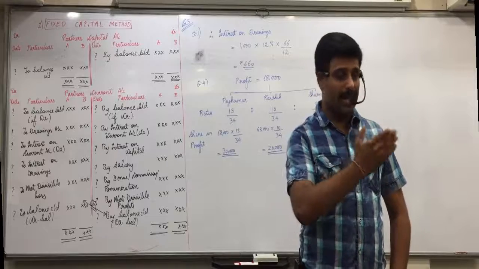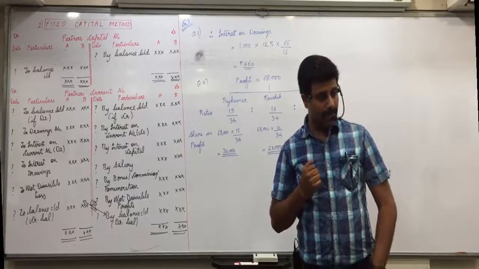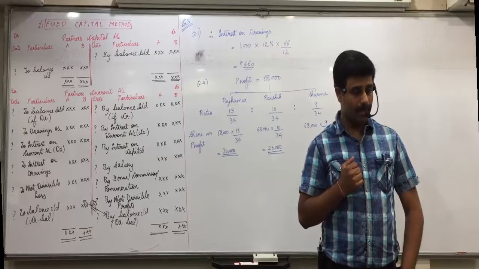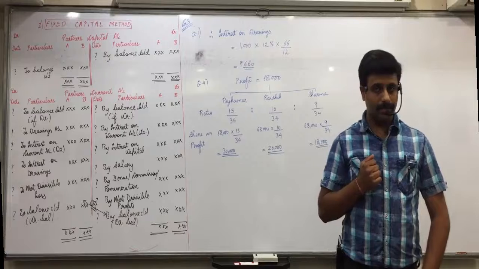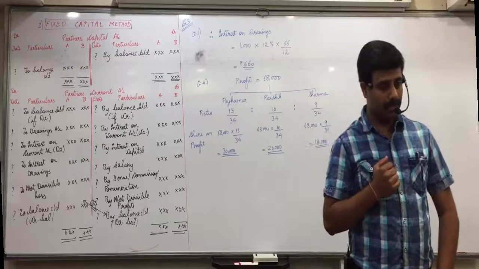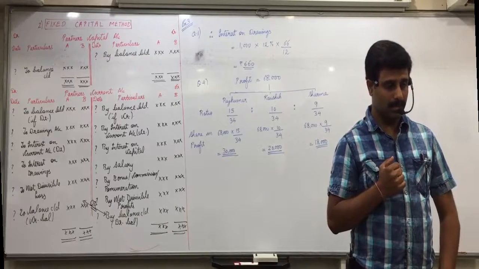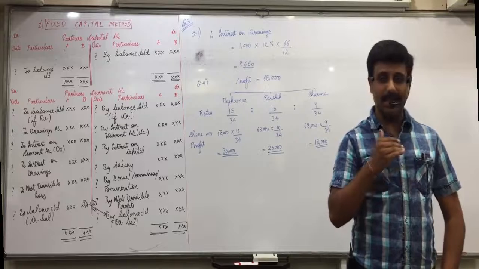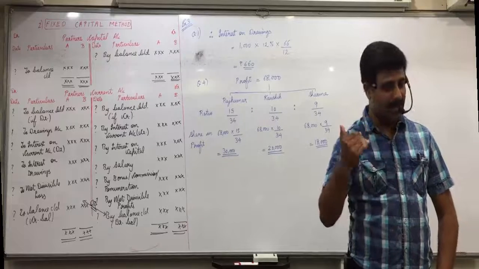Last formula: r is equal to sigma x minus x bar into y minus y bar, upon square root of sigma x minus x bar whole square into square root of sigma y minus y bar whole square.